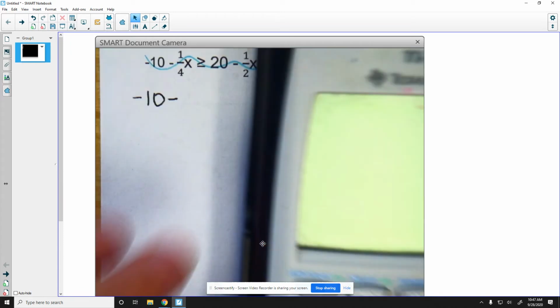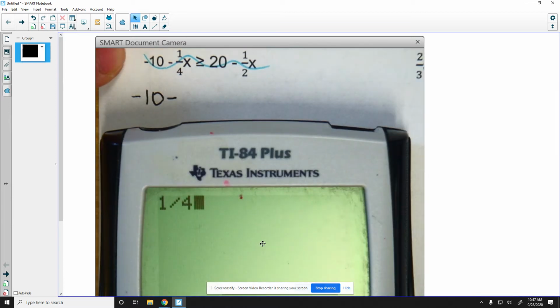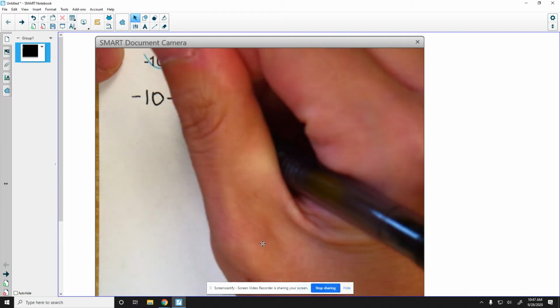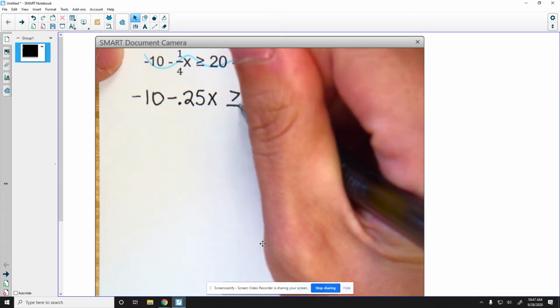-1/4. So remember what Karina said? If you're changing a fraction to a decimal, you're dividing 1 divided by 4. That's all you're typing in your calculator to change a fraction to a decimal. So I get 0.25. So 0.25x is greater than or equal to.